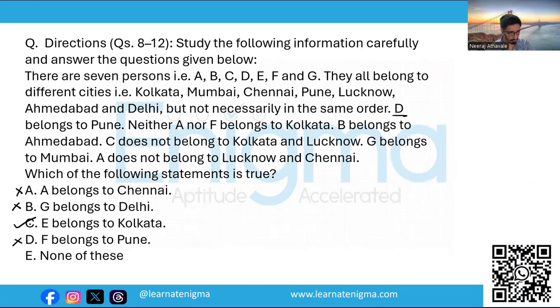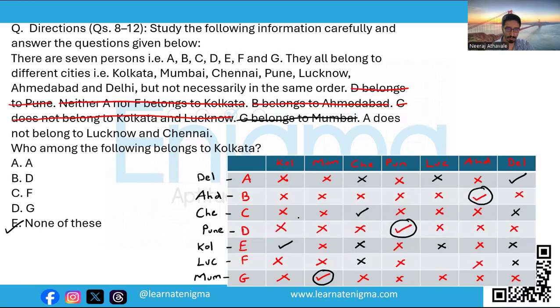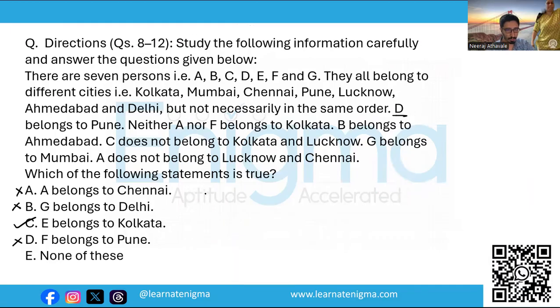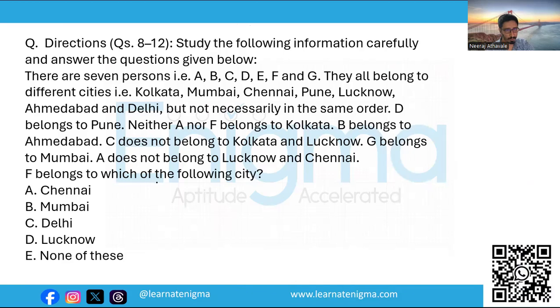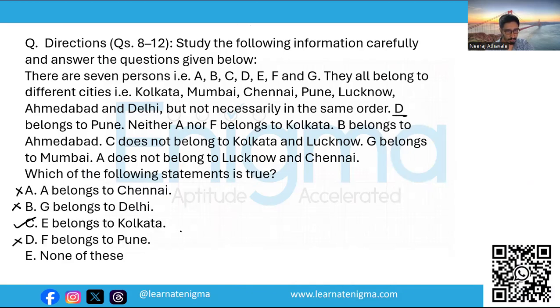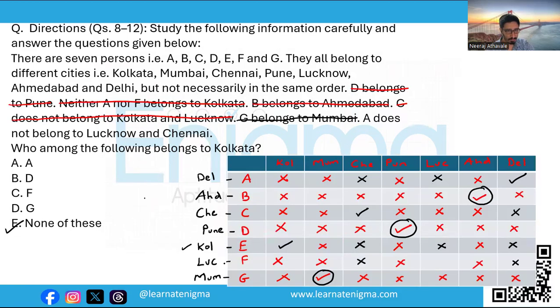E belongs to Kolkata. Now that's the conclusion we have got here as well. Okay. So that statement is true. Okay. So E belongs to Kolkata. That is the true statement. Next one. F belongs to which of the following city? Now F we have seen from the table. F is from Lucknow.